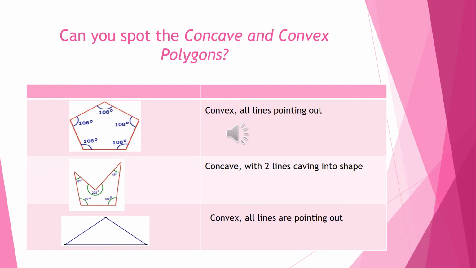Here are some examples of concave and convex polygons. Can you spot which ones are convex and which ones are concave? So now let's proceed with the answers. Number 1 and number 3 are both convex because all their lines are pointing out, while number 2 is concave because 2 of its lines are caving into the shape.